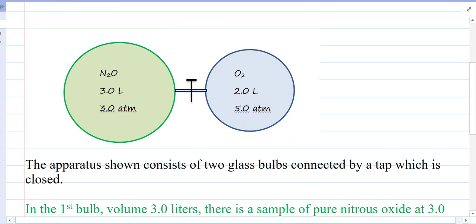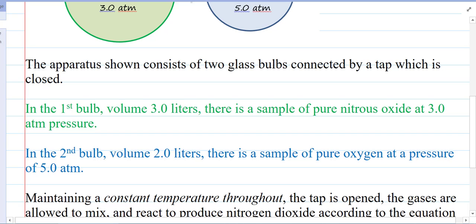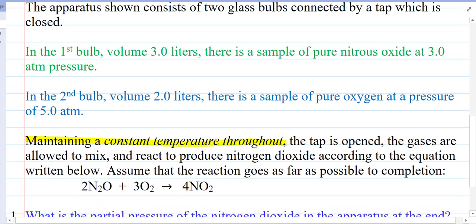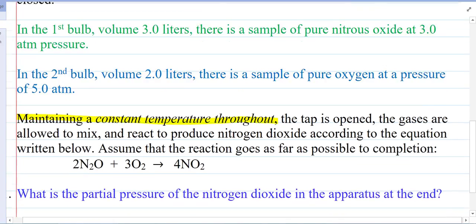I have 3 liters of 3 atmospheres of N2O, and I have 2 liters of 5 atmospheres of O2. And there's a glass bulb joined by a tap, which is closed. Negligible volume in that tap. So it just tells you what you have in the first bulb, second bulb, constant temperature. So we maintain a constant temperature throughout. That means temperature is not changing. We don't know what it is, but it's not changing. The tap's open, the gases are allowed to mix, and the reaction produces nitrogen dioxide according to the equation written below. Assume the reaction goes as far as possible to completion.